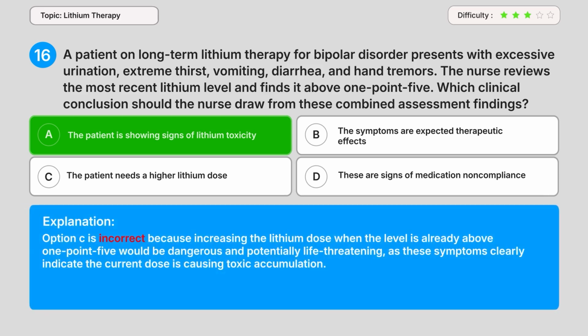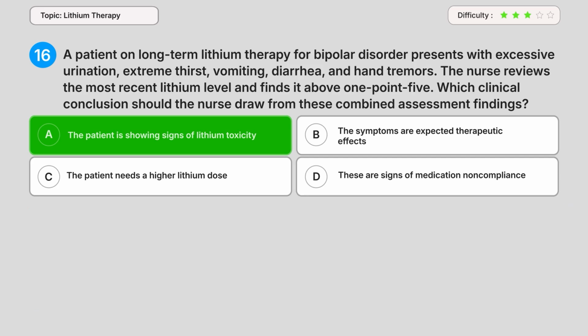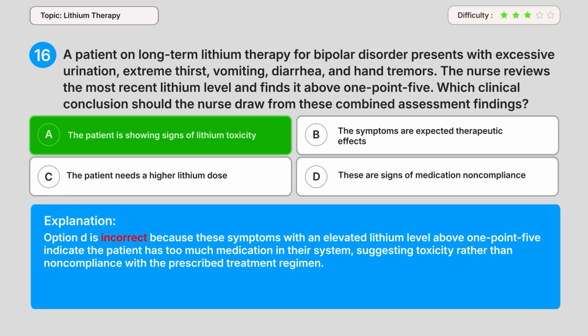Option C is incorrect because increasing the lithium dose when the level is already above 1.5 would be dangerous and potentially life-threatening, as these symptoms clearly indicate the current dose is causing toxic accumulation. Option D is incorrect because these symptoms with an elevated lithium level above 1.5 indicate the patient has too much medication in their system, suggesting toxicity rather than non-compliance with the prescribed treatment regimen.